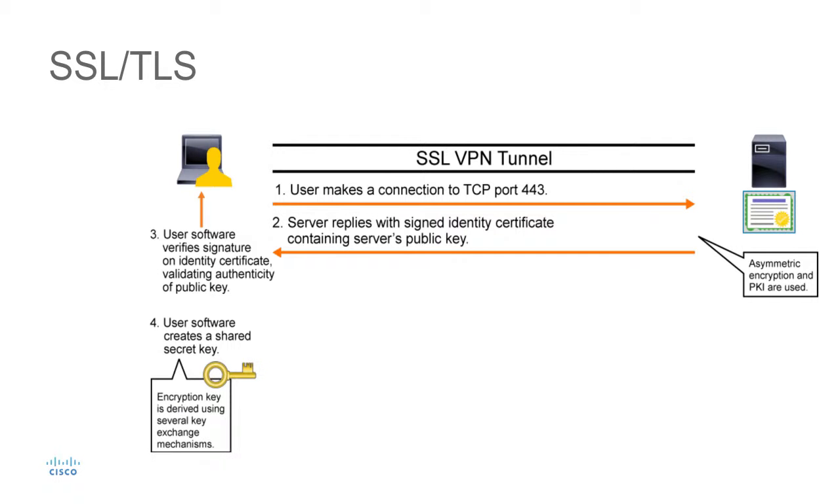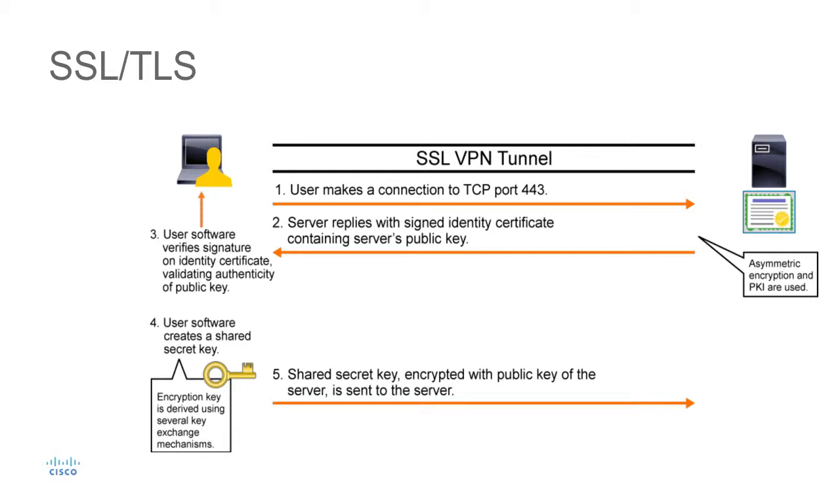At this point, the user is going to create a shared secret key. Now that encryption key is going to be derived with different key exchange mechanisms. Remember, we had a cipher suite that we could select from, and part of it included authentication. So we're going to figure all of that out. The shared secret key is going to be encrypted with that public key of the server. So the server is the only one who can decrypt that message, so we send it.